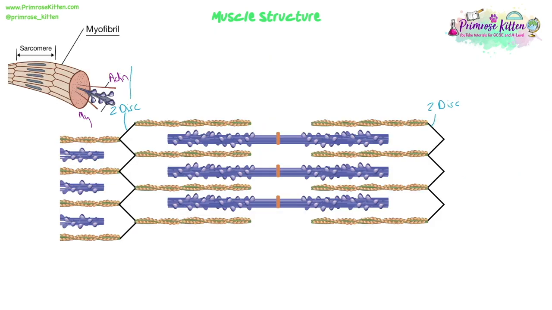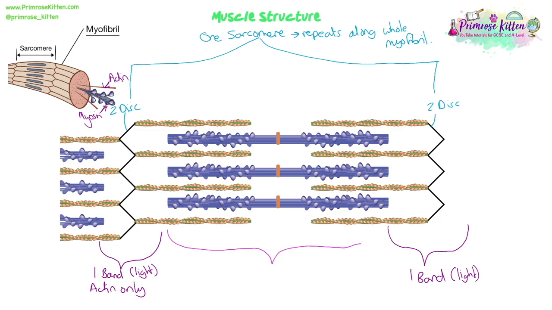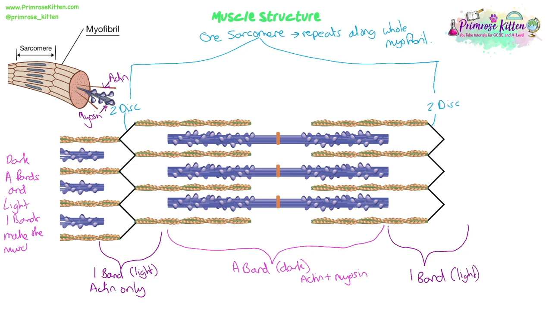We've got the Z discs. They denote the ends of the sarcomere, so one sarcomere goes from Z disc to Z disc. Then we have this section called the I band, sometimes called the light band, because it contains only actin. And you have one of those either side. In the middle, where you can see the myosin and the actin overlap, this is known as the A band. It's also known as the dark band. So you've got the dark A bands and the light I bands, and they repeat. So it goes light, dark, light, dark. That gives you that stripy, or striated, pattern that gives this muscle its striped appearance.